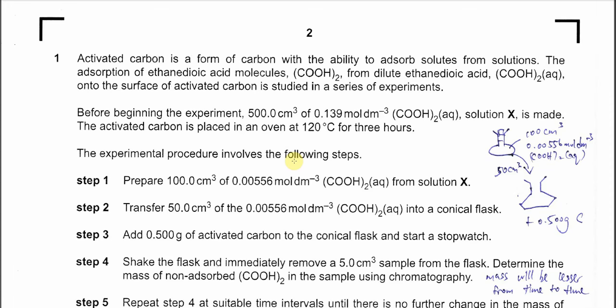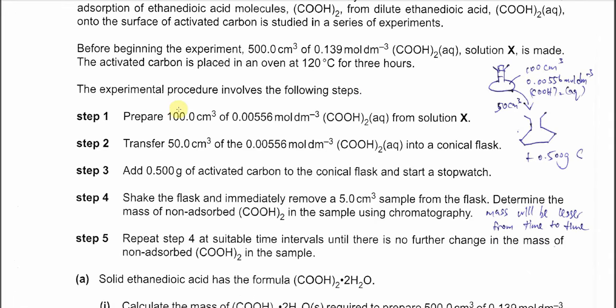Question 1. Okay, this question is about the adsorption of ethane dioic acid on activated carbon. Before beginning the experiment, 500 cm³ of 0.139 mol/dm³ ethane dioic acid solution X is made, and the activated carbon is placed in the oven at 120 °C for 3 hours. Most likely this is to remove water.